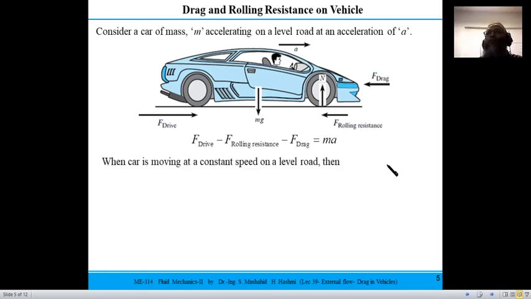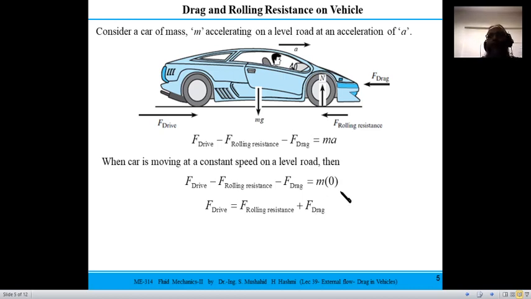In case of constant speed, if on a level road the vehicle is moving at a constant speed, then the acceleration would be zero. So I just substitute acceleration a = 0 in this formula, and I end up with the drive force being the sum of the rolling resistance plus the drag force. That is the formula for calculating the drive force, and we know a lot about the drag force from the earlier lectures.